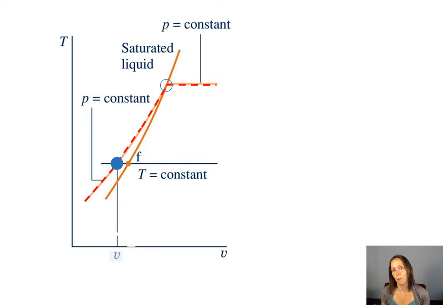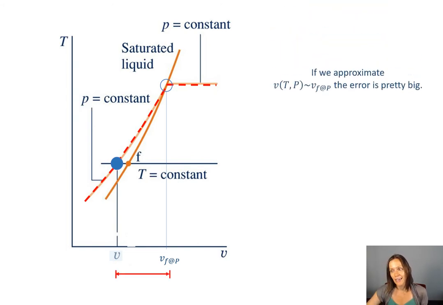Now, if I want to make an approximation of the specific volume at that blue dot in my compressed region, I could approximate it as the v sub f value at the pressure of my compressed liquid. Anywhere along that red dotted line, the pressure is constant. So that open circle up at the top has a specific volume of v sub f at that pressure. But you can see that's a pretty sizable error. It would be nice if we could get a smaller error.